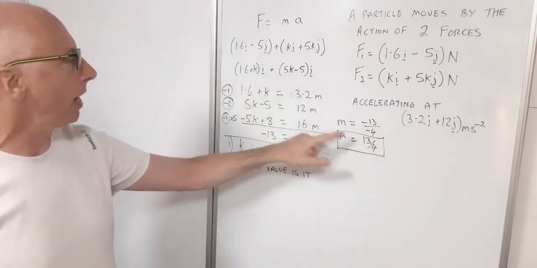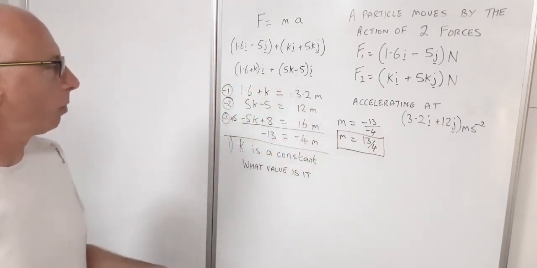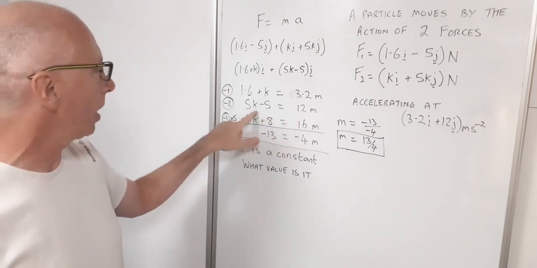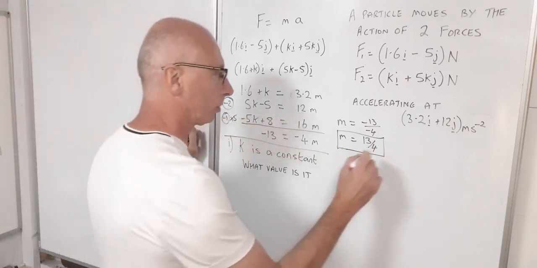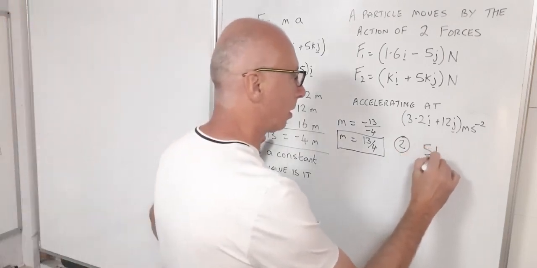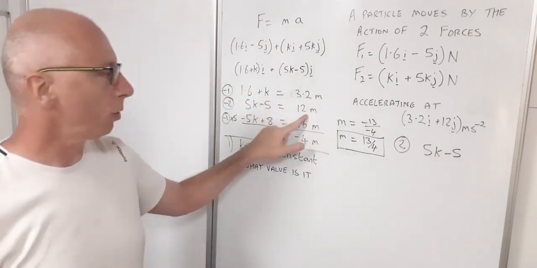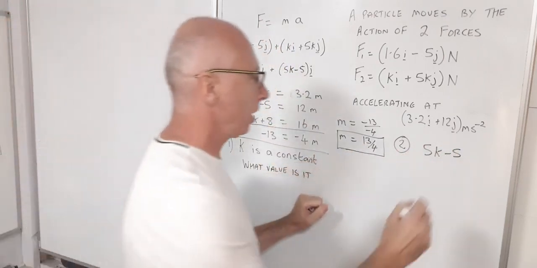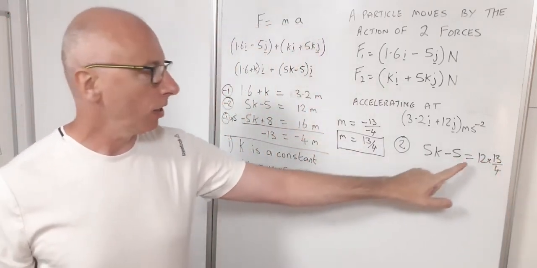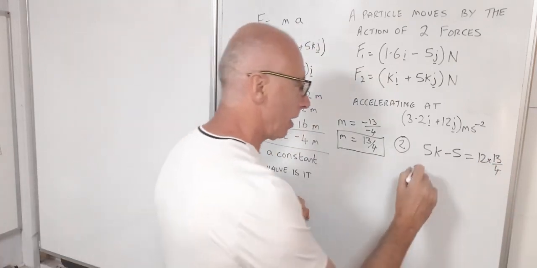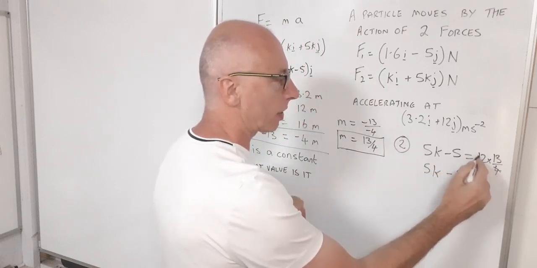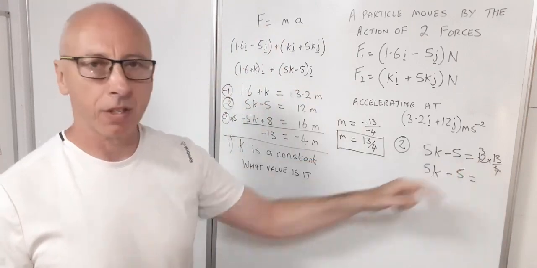I can now substitute that in, hopefully find k. So which is the easier one to work with? Well, you could use either, but I'm liking the look of this one. So I'm going to go with equation 2. So I've got 5k minus 5 equals 12 times this, so equals 12 times 13 over 4. Now look at 12 and 4, I can divide everything up by 4. So now I've got 5k minus 5 equals 3 times 13, that's 39.